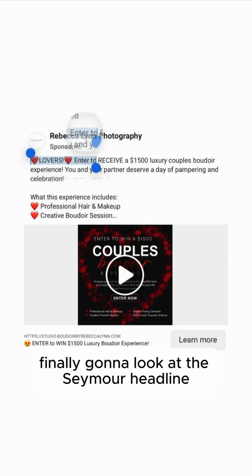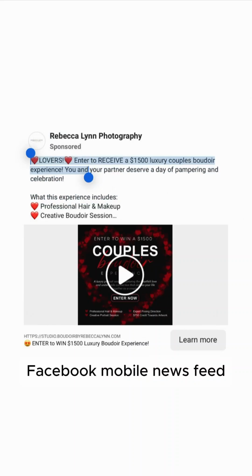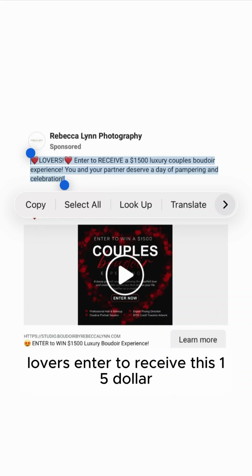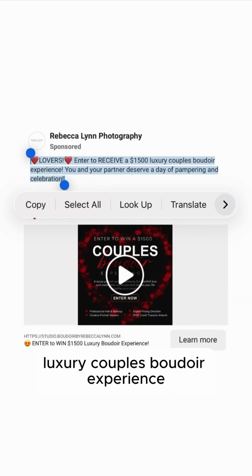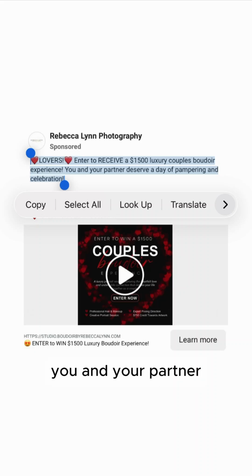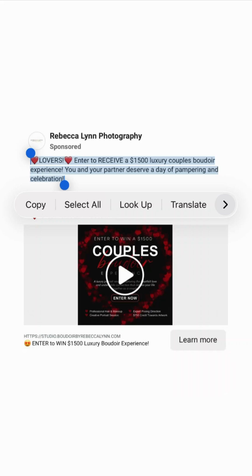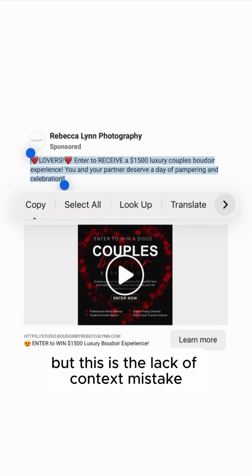Finally, we're going to look at the See More headline, first 2 3/4 lines, Facebook mobile news feed. This is all that people will see above the ad. They won't see any other text. Lovers, receive this $1,500 luxury couples boudoir experience. You and your partner deserve a day of pampering and celebration. All right, so yeah, we got a little bit of context here, but this is the lack of context mistake.